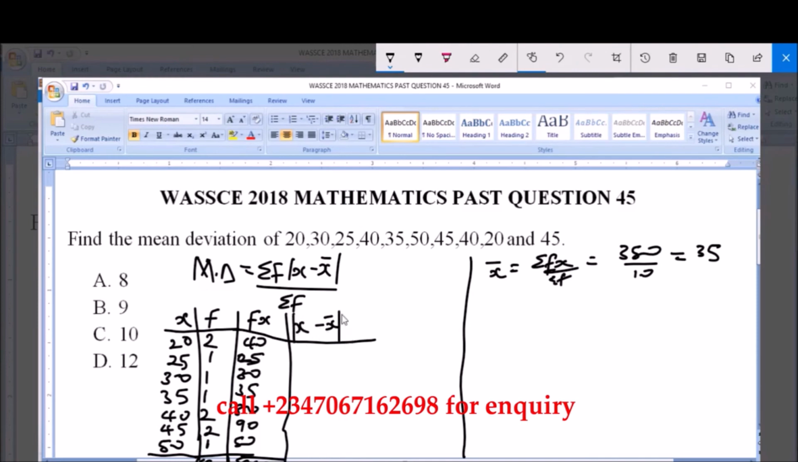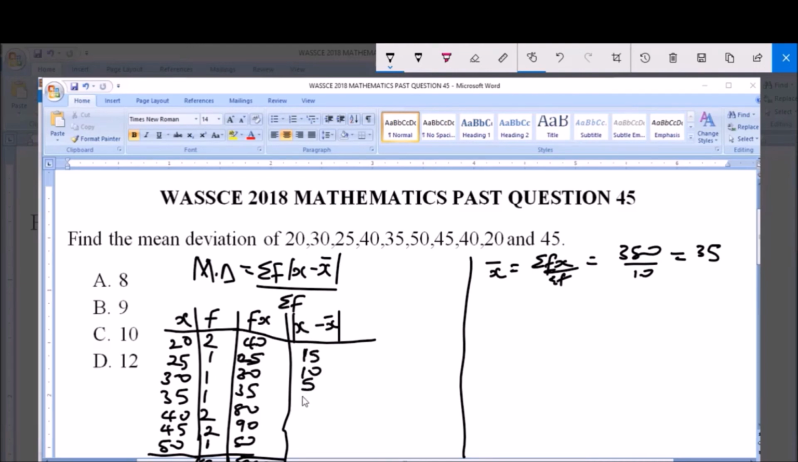Now this bracket we are putting here, the determinant, simply means that whatever the answer might be, it must be in positive form. It must be a positive value. Even if the answer is negative, it must be in positive form. Now like we know, x is 20 and our mean is 35, so 20 minus 35 will give us minus 15. But because of this bracket here, it will be positive, so we have 15. The same applies to 25 minus 35, that's minus 10, but we have to write 10. Also 30 minus 35, minus 5, but we have to write 5 because of this determinant.